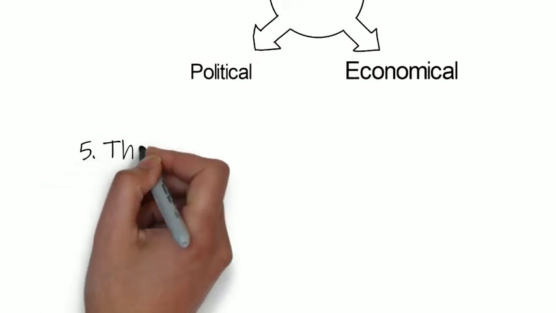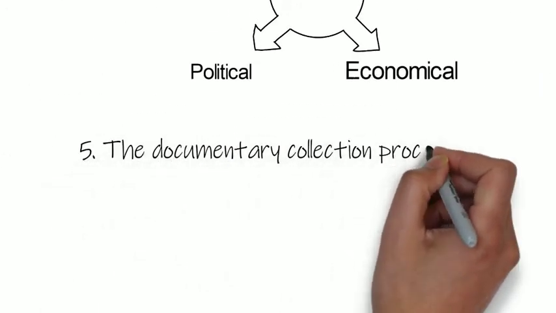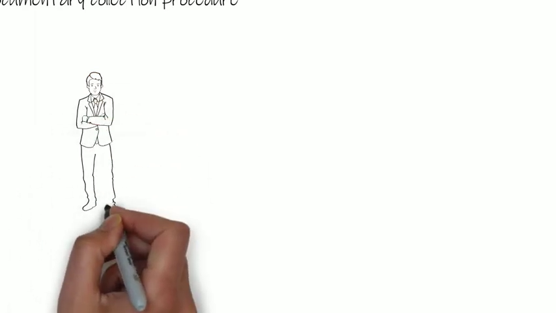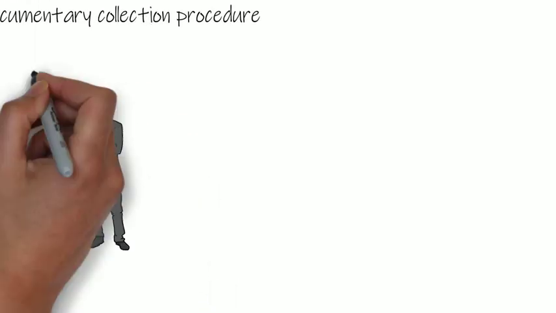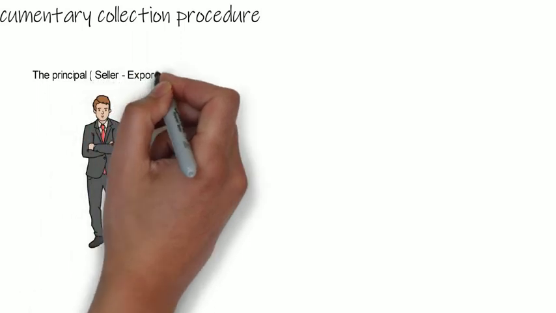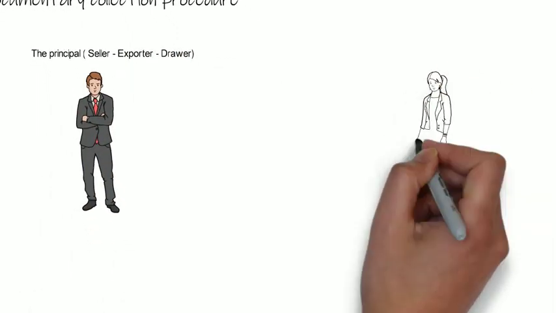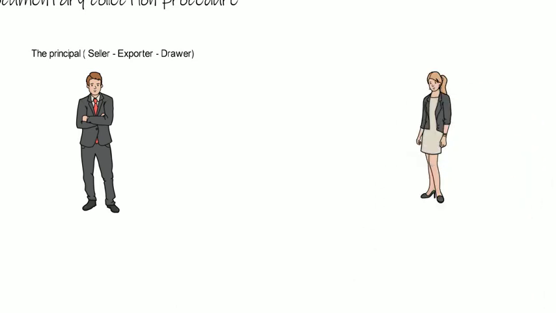5. The documentary collection procedure. The documentary collection procedure involves a step-by-step exchange of documents, giving title to goods for either cash or a contracted promise to pay at a later time. The diagram below illustrates a number of steps.